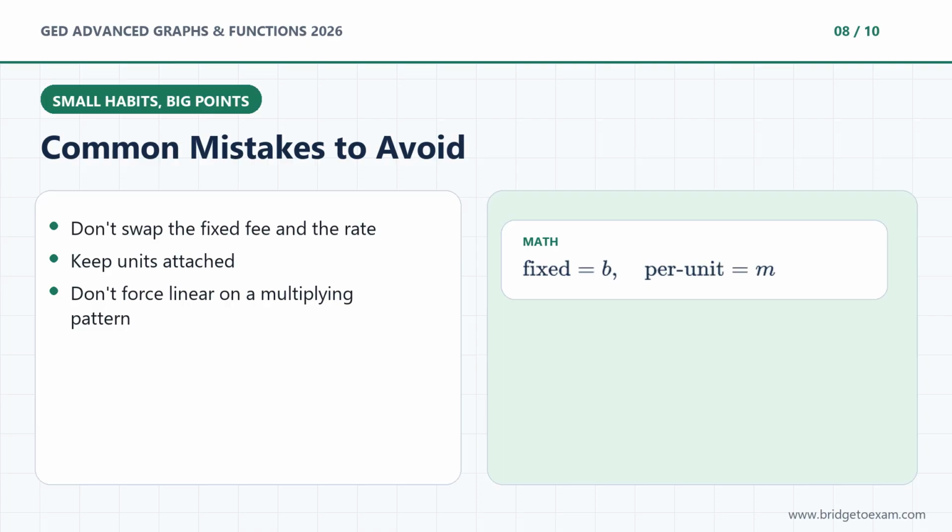3 traps. First, do not switch the fixed fee and the rate. The fixed fee is the intercept and the per unit charge is the slope. Second, keep your units attached throughout. Third, do not force a linear model onto a multiplying situation like doubling. Define carefully and the model behaves.